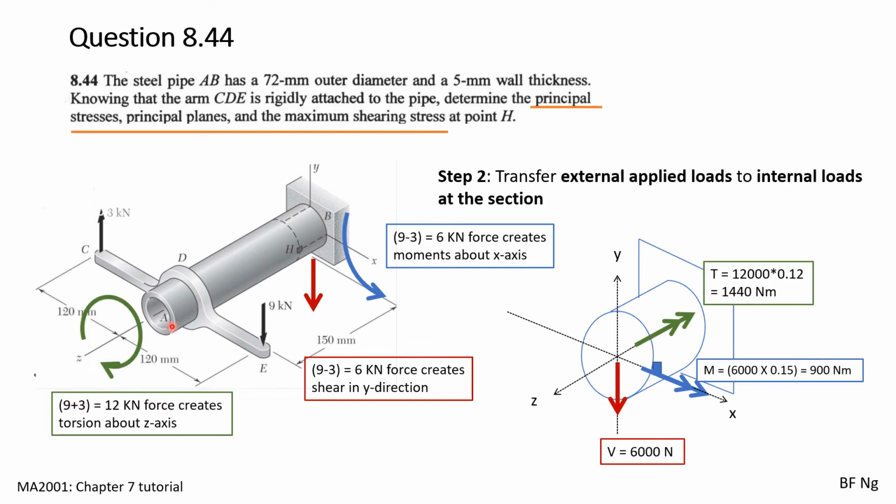For the z-axis, these two forces will create a torque about this axis. As such, this torque is given by 3 plus 9, which is 12 kilonewtons, times the moment arm of 120 mm. And this is 1440 Newton meters. And we can use our right-hand rule to define the direction.